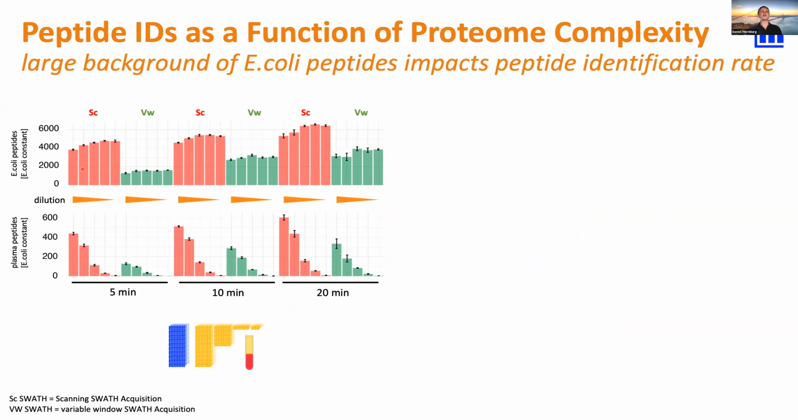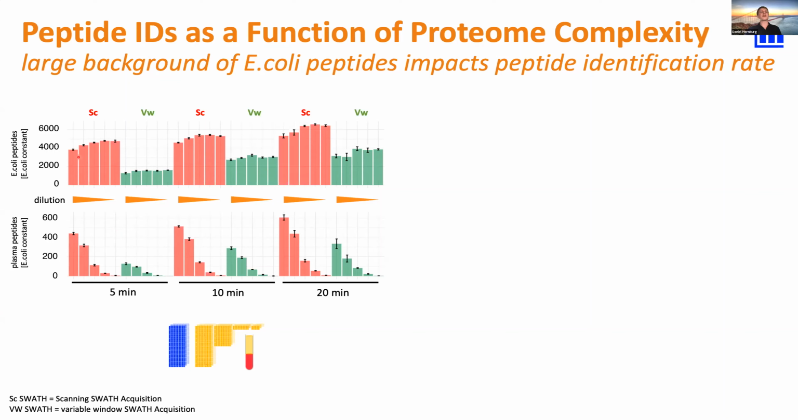And what we see here is basically the same as we saw in the very first pilot: the scanning SWATH outperforms the variable window SWATH for the same window and the same gradient length, and consistently gives high identifications in terms of peptides, while spending just 5 minutes on acquiring signals on peptides.